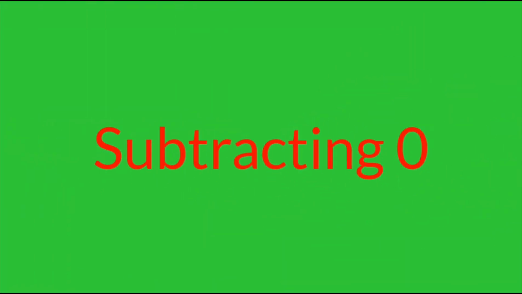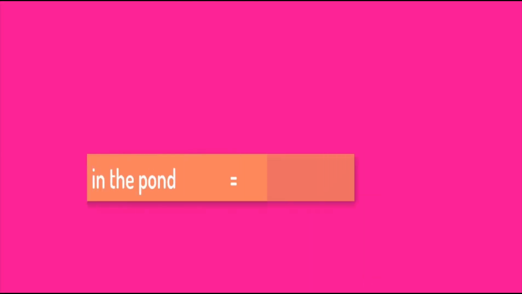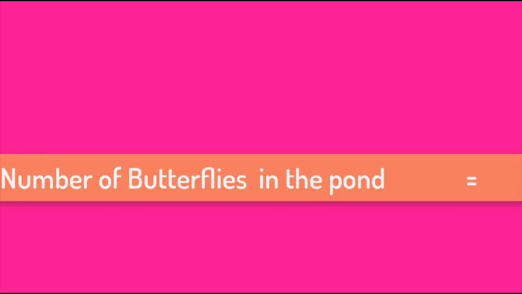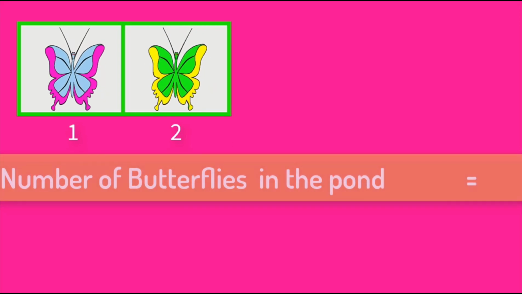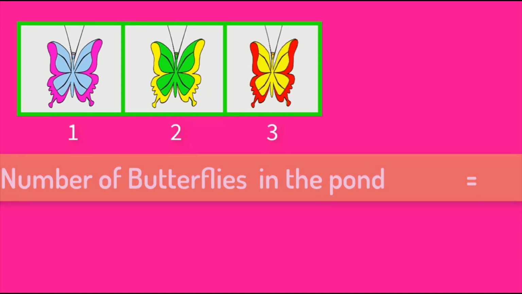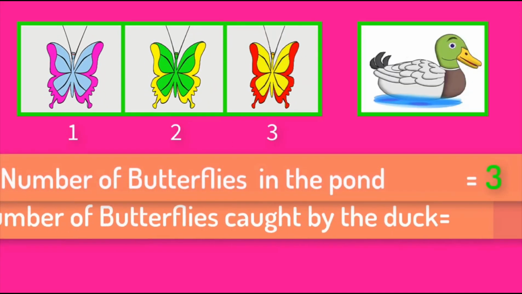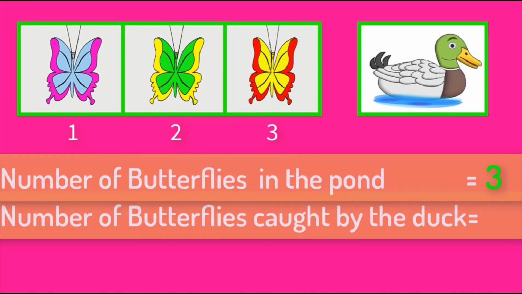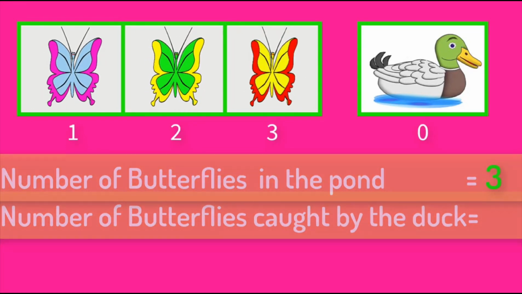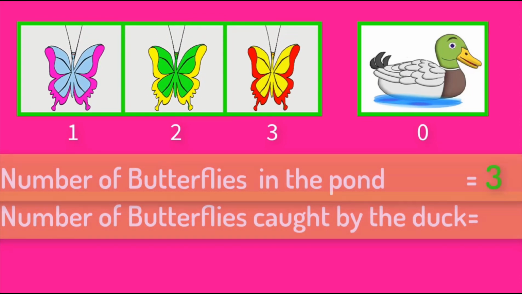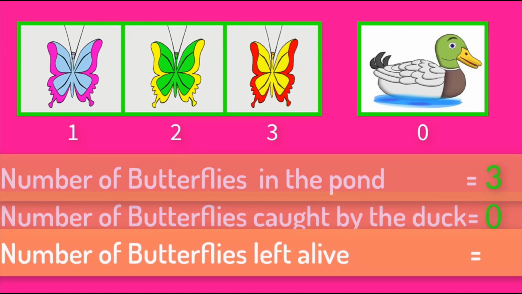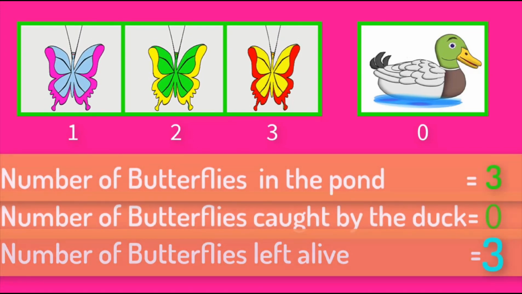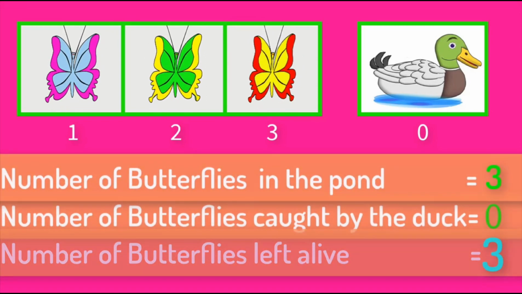Subtracting 0. Number of butterflies in the pond: 1, 2, 3. Number of butterflies caught by the duck. The duck could not catch any butterfly, so it is 0. Number of butterflies left alive. All the 3 butterflies are left alive, so 3.